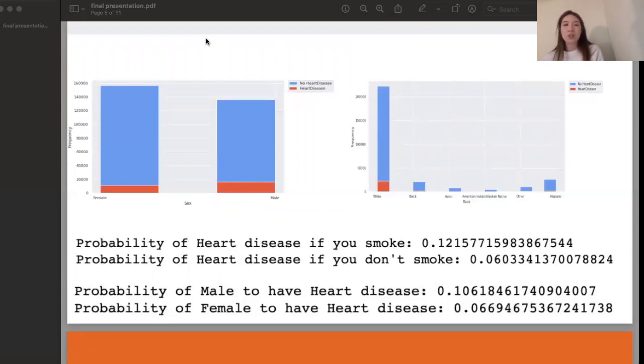And also from the smoking probability, we can see that the majority of the heart disease patients do smoke, and that people who smoke are about 2 times as likely as those who do not smoke to develop heart disease. Yeah, so that's the introduction and data description part.